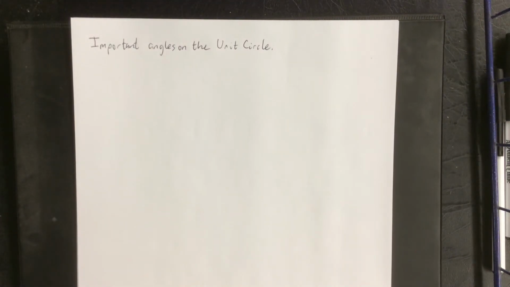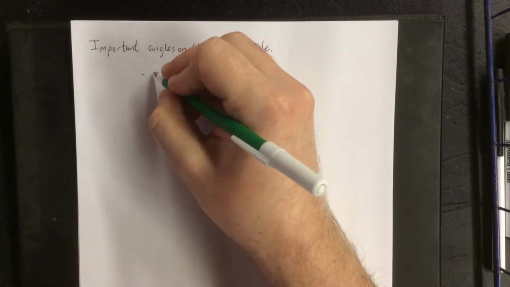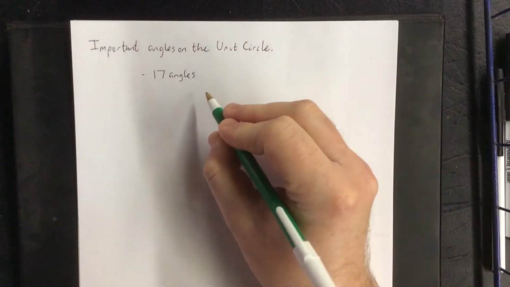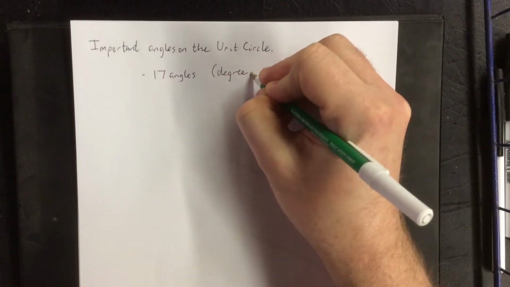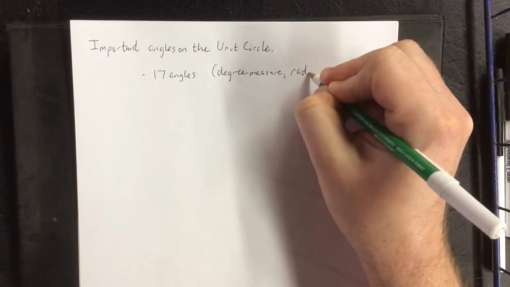Now, if you do a quick Google search for unit circle, you will probably see this gigantic circle with all sorts of really cool things on it, and a lot of important looking angles as well as ordered pairs that are on the unit circle. What I'm going to let you know is that the unit circle consists of a total of 17 angles, and with those 17 angles, you will need to know the degree measure as well as the radian measure.